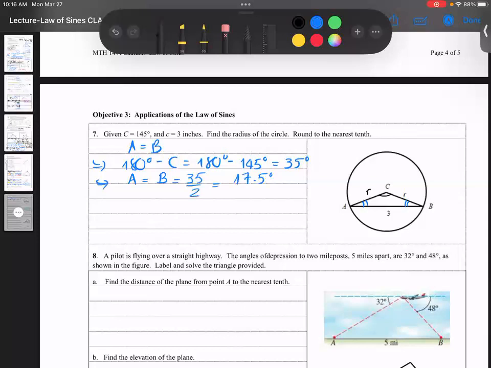Let's do sin C. So sin C, which is sin 145 degrees, over little c, which is 3, equals sin A, which is sin 17.5 degrees, over little r. This is just algebra here. R is roughly, round to the nearest tenth, 1.6 inches.